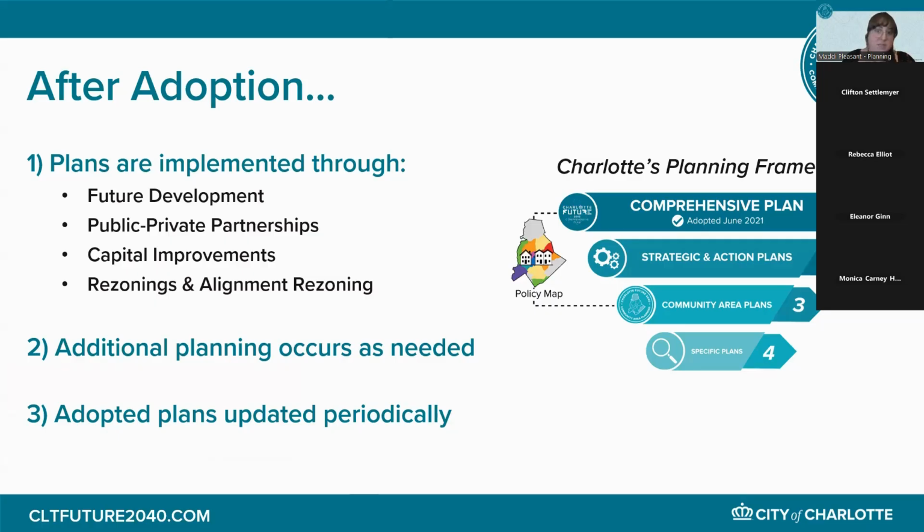So we also have specific plans in our toolbox, which focus on smaller geographies and are more implementation focused. So we have the ability to develop this guidance if and when needed across the city. And also, planning is cyclical. So we plan to monitor and update recent plans like the comprehensive plan and the community area plan every 8 to 10 years.